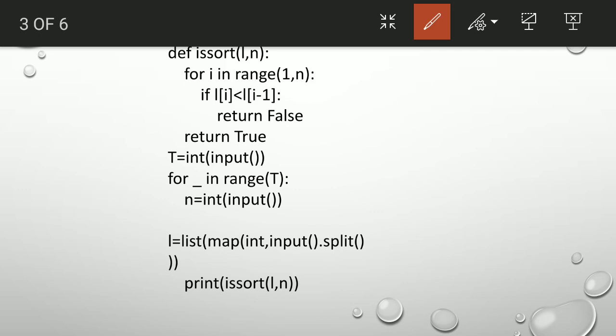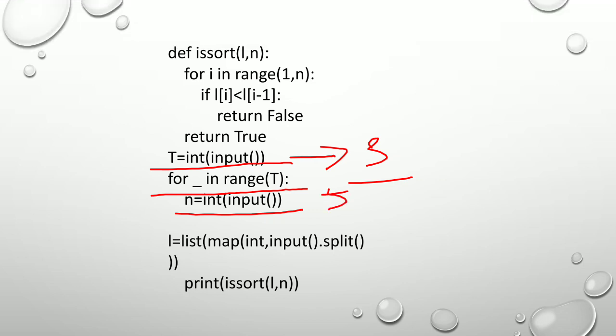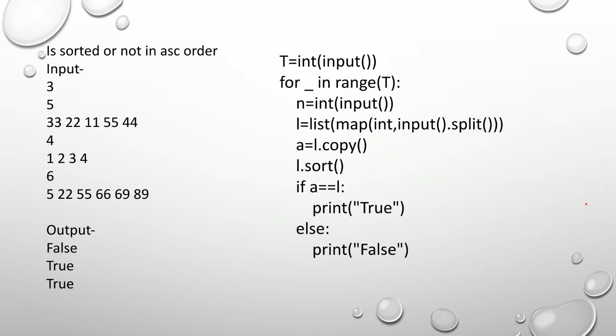First of all, we will take t, the test case, which is 3. For underscore in range of t, that is for the number of test cases, n equals input. In the first case, our n is equal to 5, I think. Let's check it. Yes, in the first case it is 5.